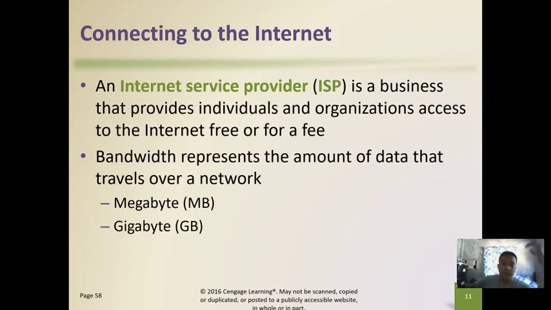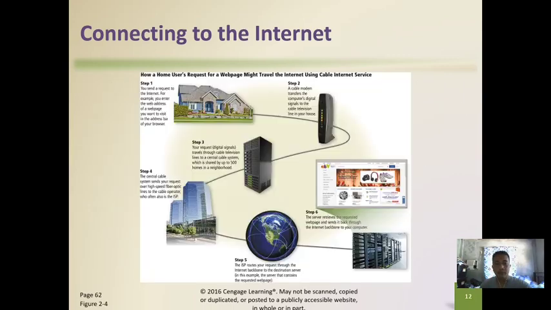And this bandwidth, of course, is the amount of data that travels over a network. They can be measured in megabytes or gigabytes. And here's how the user's request for a web page might travel the internet using cable internet services.